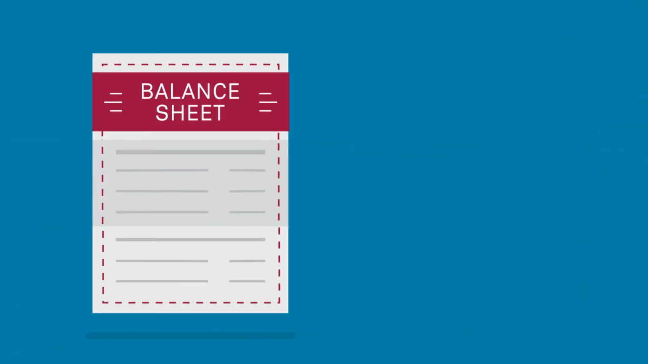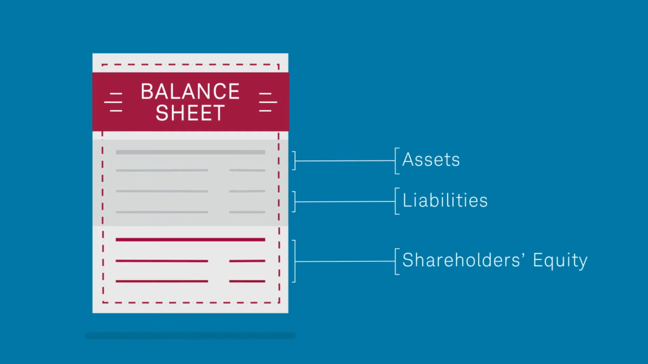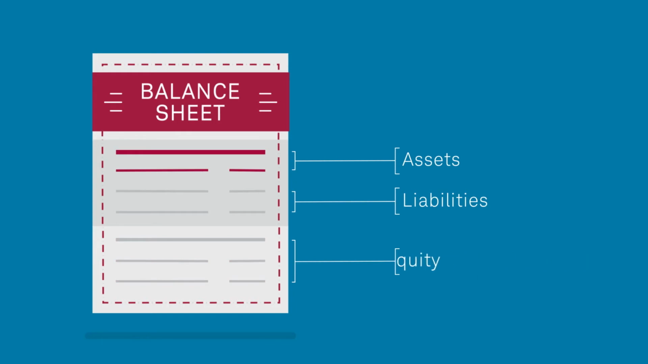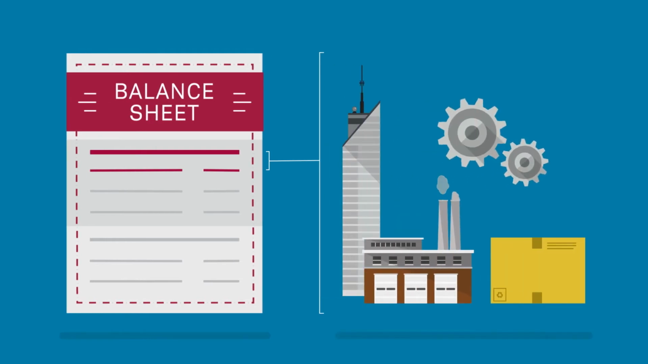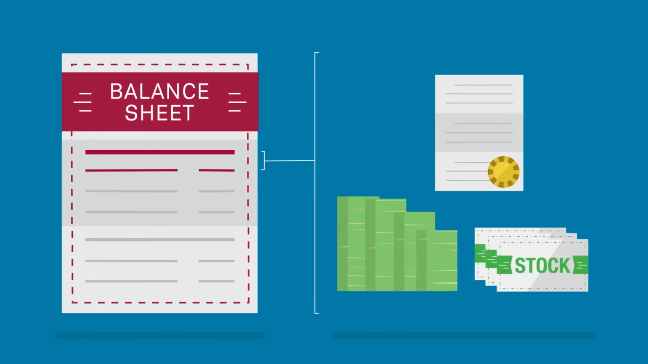Another financial statement is a balance sheet, a ledger-like statement of a company's assets, liabilities, and shareholders' equity. Assets are things the company owns that have value or have an economic benefit. Assets include tangible items like property, factories, equipment, and inventory. They also include intangible things like patents and trademarks. Cash and investments are assets too.